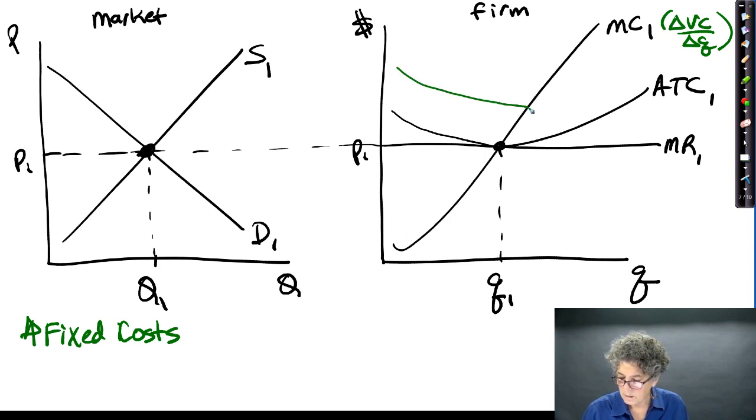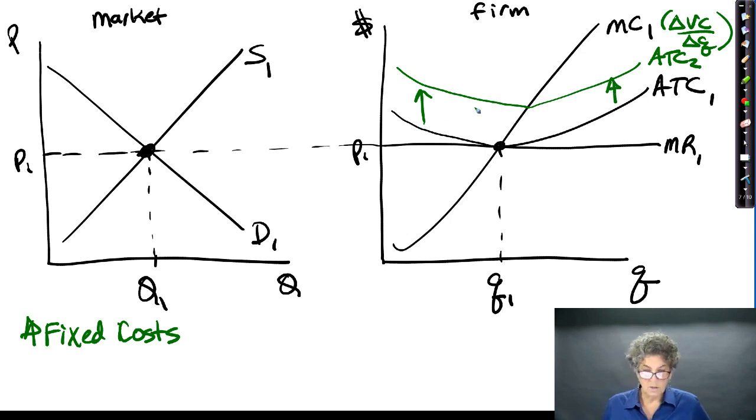Remember, it's still going to hit its minimum where it crosses the marginal cost curve, but the average total cost curve has shifted up as a result of that increase in fixed costs.